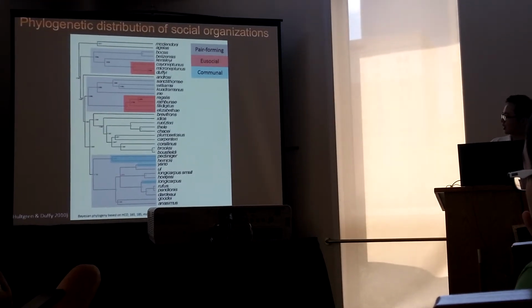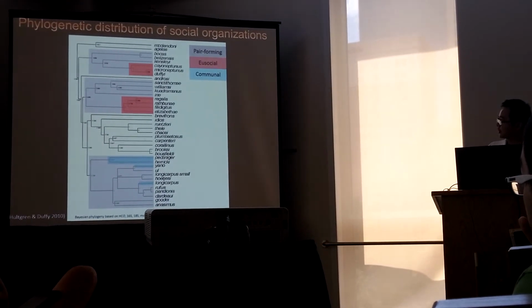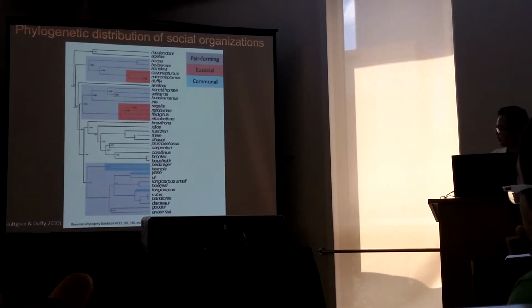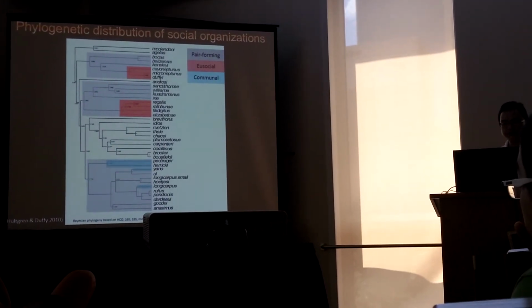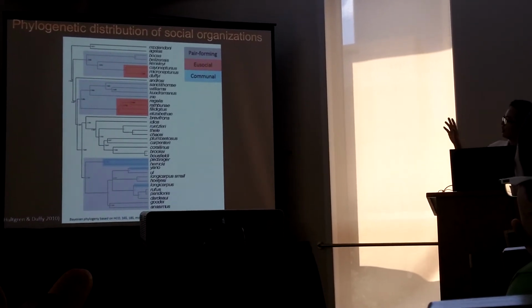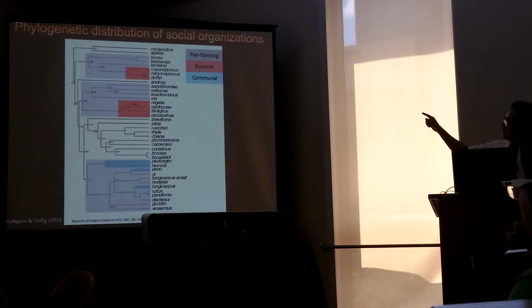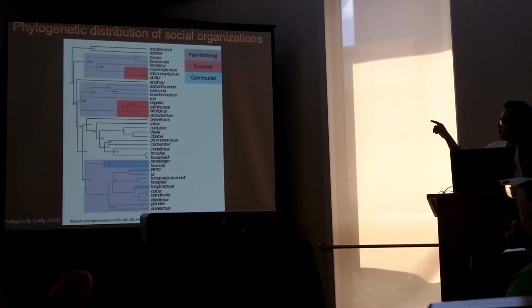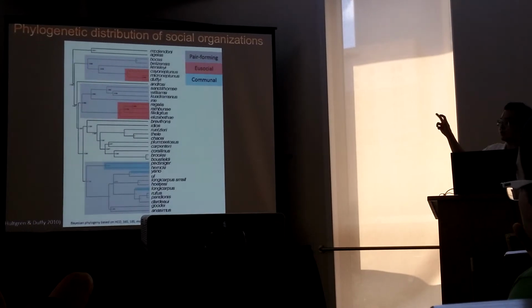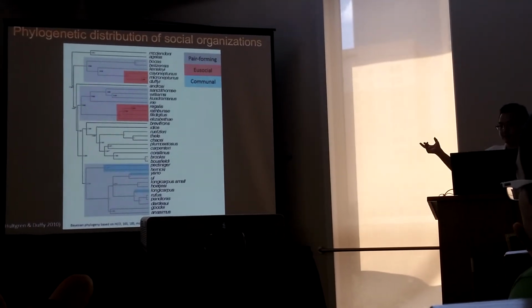So another way to look at that is to map this social organization on shrimp phylogeny. This is a published phylogeny based on 3 genes and morphological data. It falls in 4 major clades, and from the first 2 clades, you can see that eusocial species, in red, evolved within a clade of mostly pair-forming species.